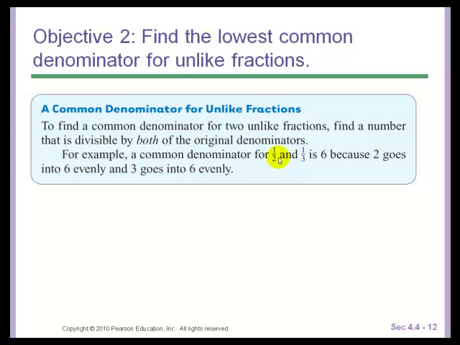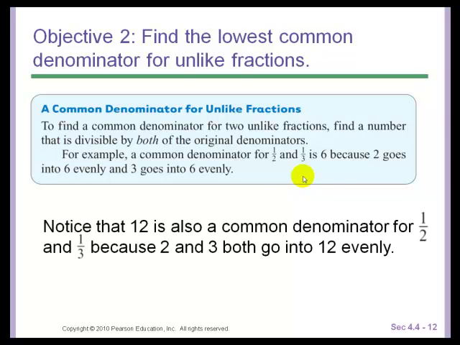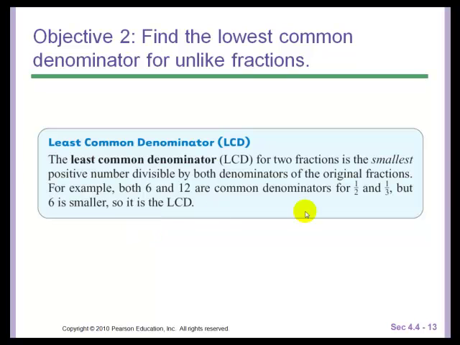No matter what, you can always multiply your denominators together to get a common denominator, but it isn't necessarily going to be the smallest one or the least common denominator. We'll talk about that more in a second. So, notice again, 12 is another common denominator because both 2 and 3 go into 12, but it is not the least common denominator. The least common denominator is the smallest number that both the denominators can go into. We shorten this and call it LCD.